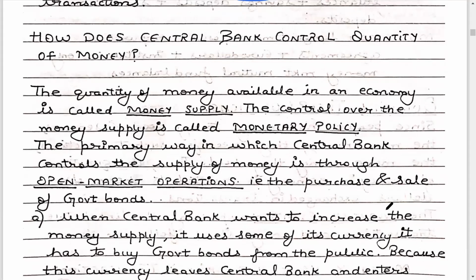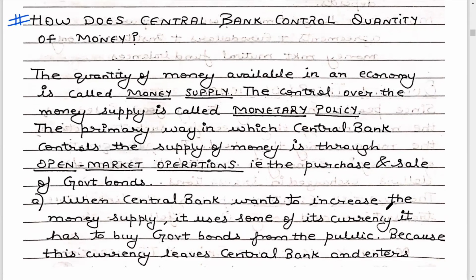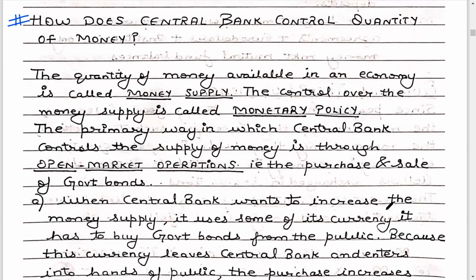How do central banks control the quantity of money? We know that every economy has a central bank, and the central bank is responsible for regulating the money supply in the economy. So let's understand what is meant by money supply. The quantity of money which is available in the economy is called the money supply. Or we can say the quantity of money in the hands of the public is a part of the money supply.